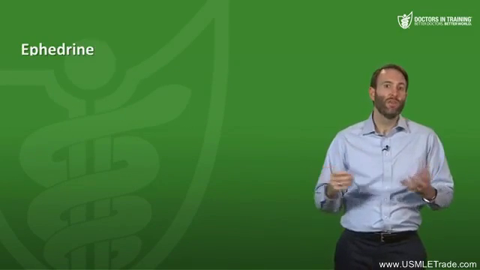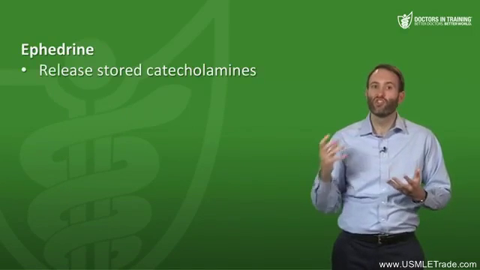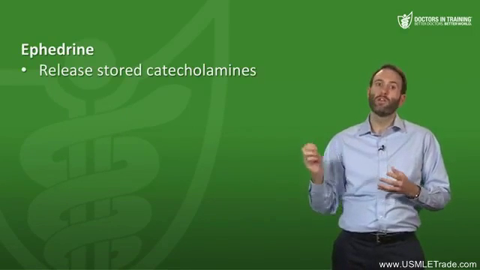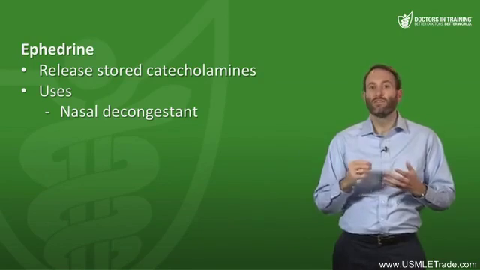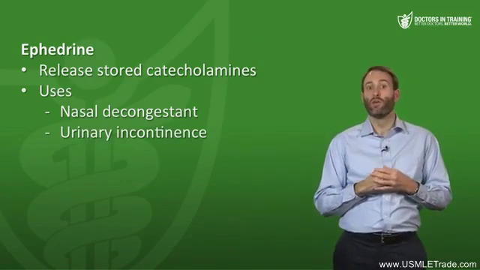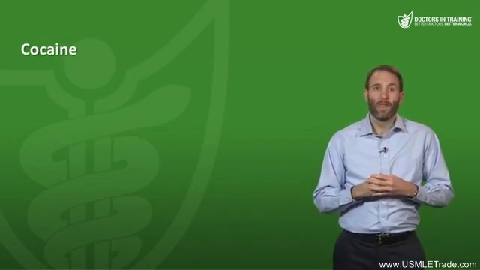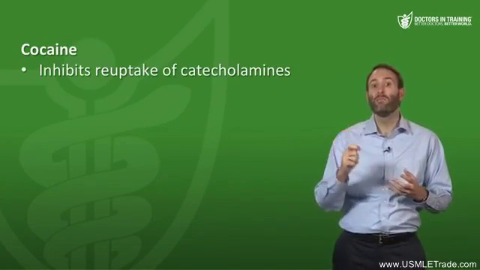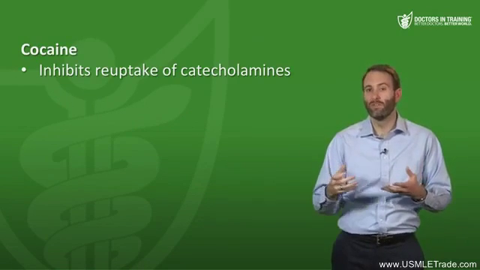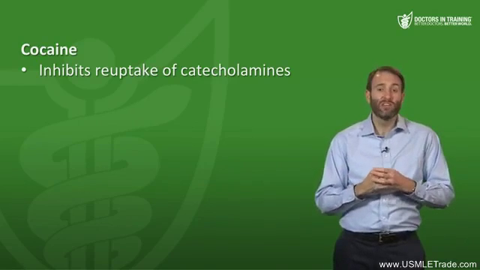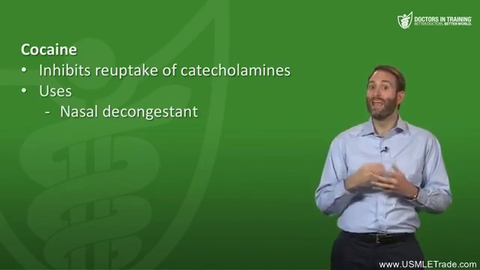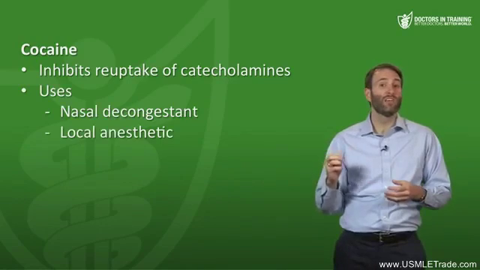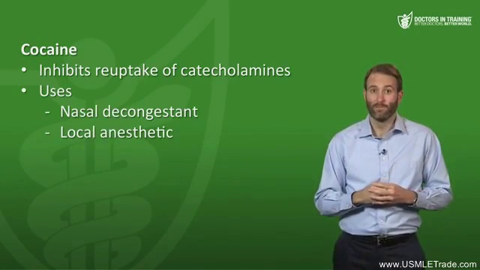Next, we have ephedrine, and ephedrine will release stored catecholamines, very commonly used in oral nasal decongestants. It can also be used in urinary incontinence as well. And then cocaine. So cocaine works a little bit differently. It actually inhibits the reuptake of these catecholamines that have already been released. Potentially, the ear, nose, and throat doctors will use this as a nasal decongestant. It can also be used as a local anesthetic as well.